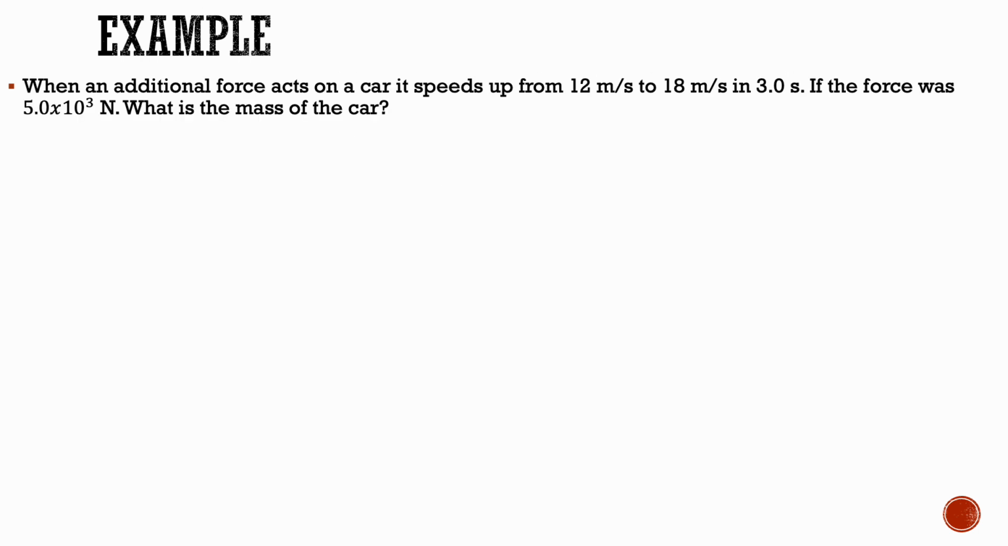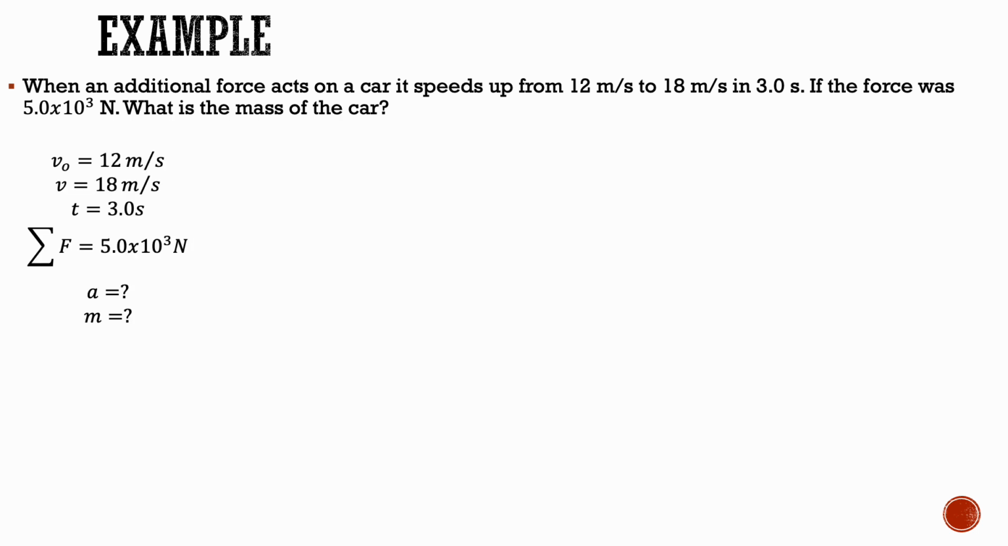Next example, when an additional force acts on a car, it speeds up from 12 meters per second to 18 meters per second in 3 seconds. If the force was 5,000 newtons, what is the mass of the car? So once again, I'll start by writing out the information we have.